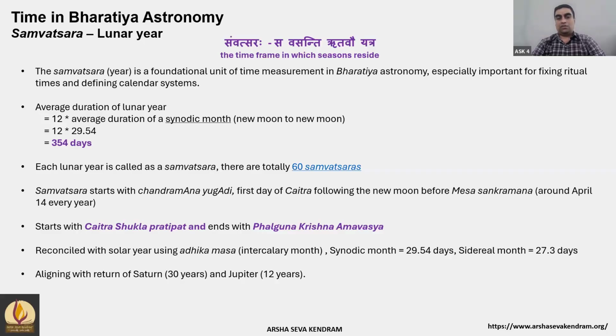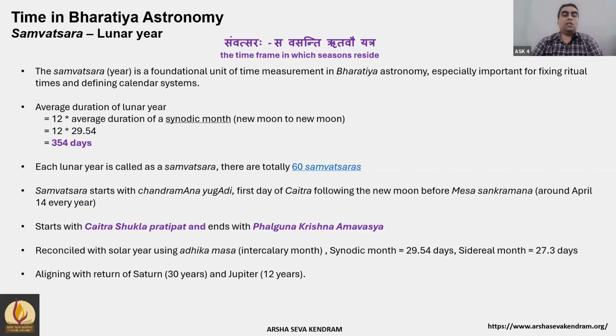The Samvatsara always starts with the Chandramana Yugadi, the first day of Chaitra, starting with Chaitra Shukla Pratipad and ending with Phalguna Krishna Amavasya. We also saw that this is the lunar year, and then there's a solar year as well, which has a different number of days, and these two are reconciled using what is called an intercalary month or Adhika Masa, which occurs once in roughly 33 months.